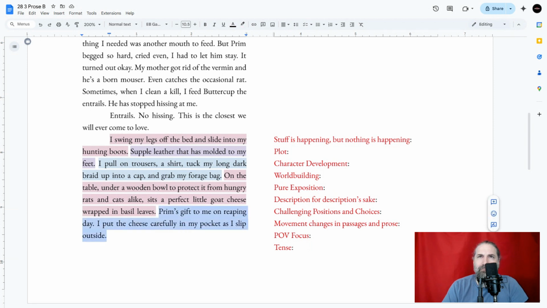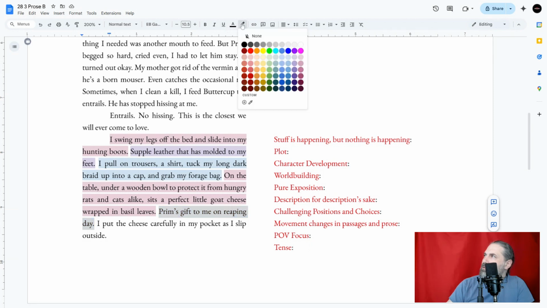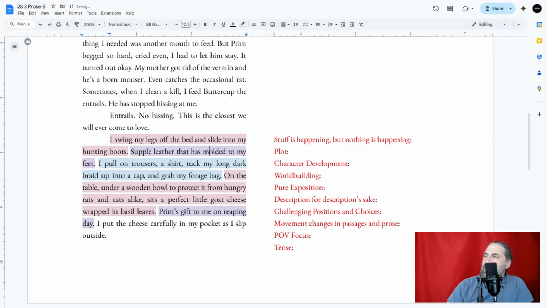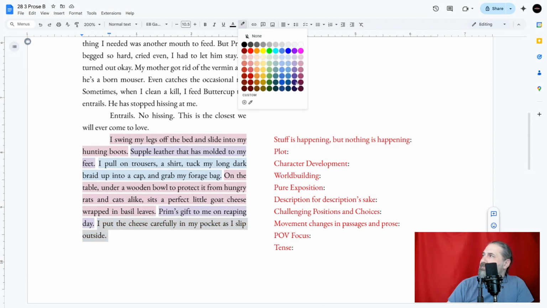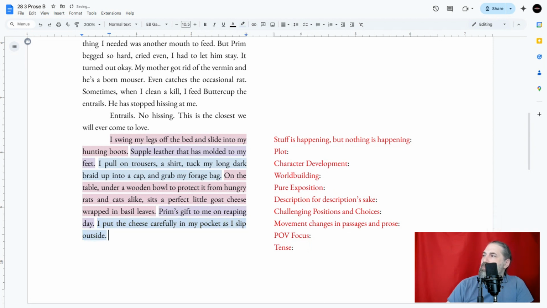Okay. And then we'll go over this a little bit. "Prim's gift to me on reaping day." Oh, that's nice. That's really nice. "I put the cheese carefully in my pocket as I slip outside." All right. So this is basically just the movement of her getting ready and leaving the house, right?